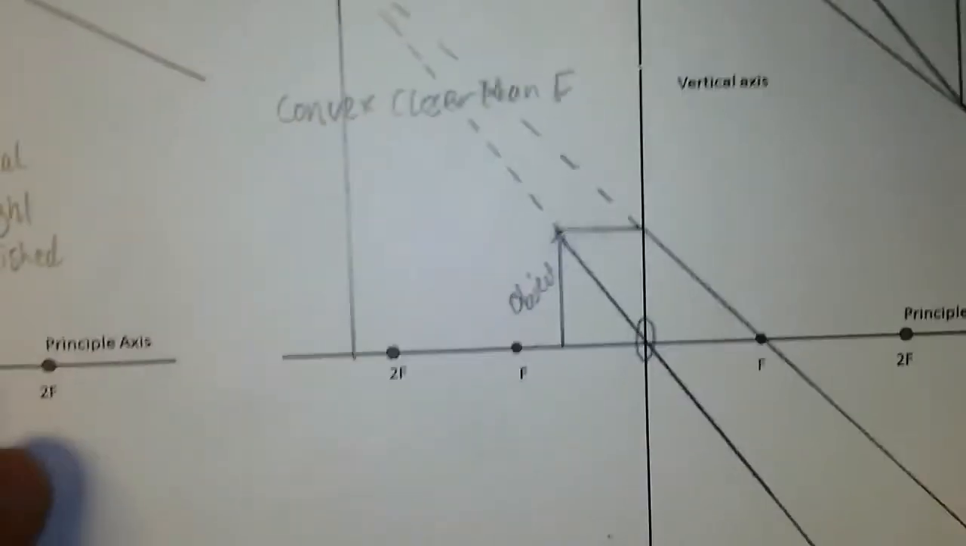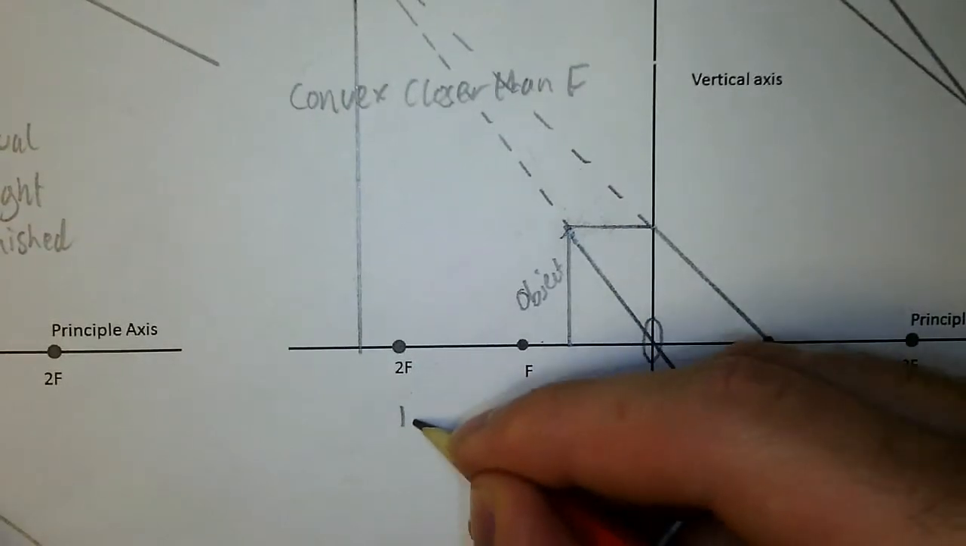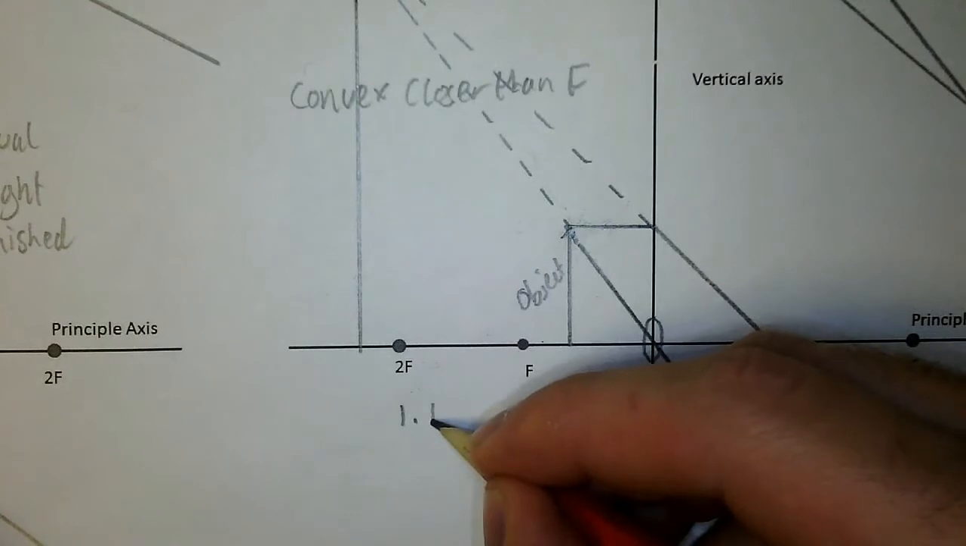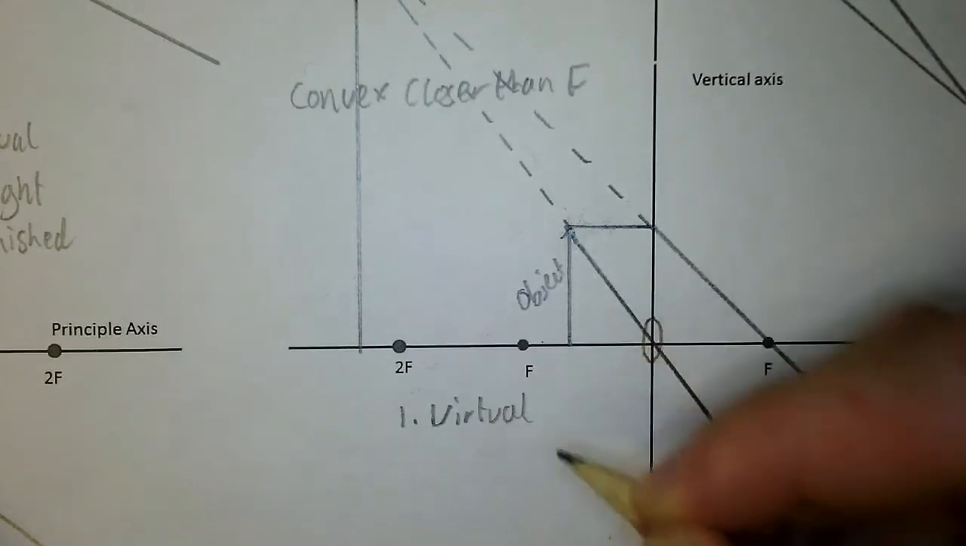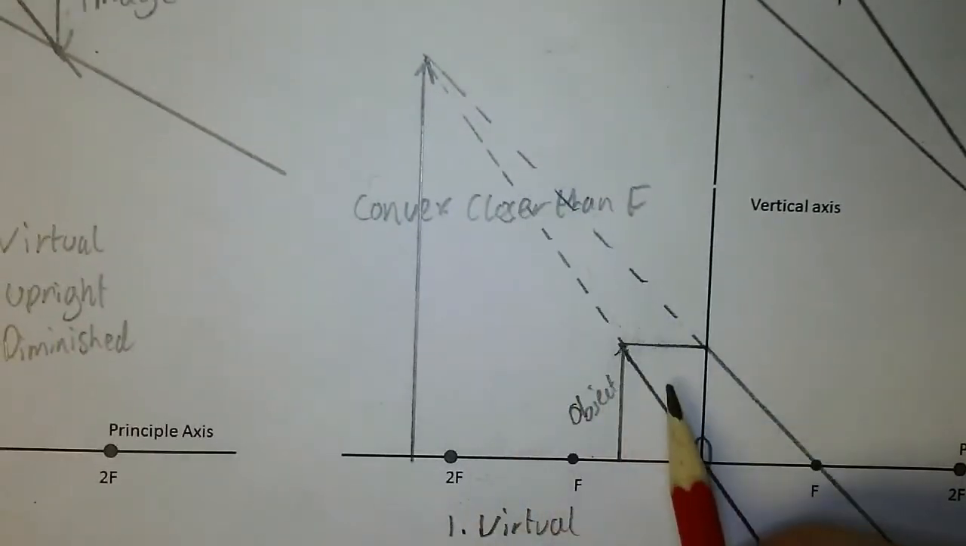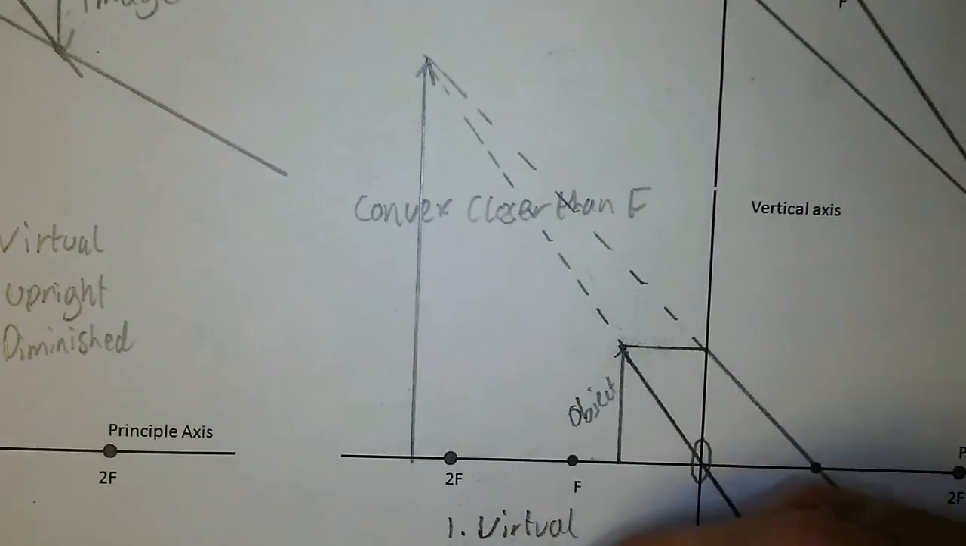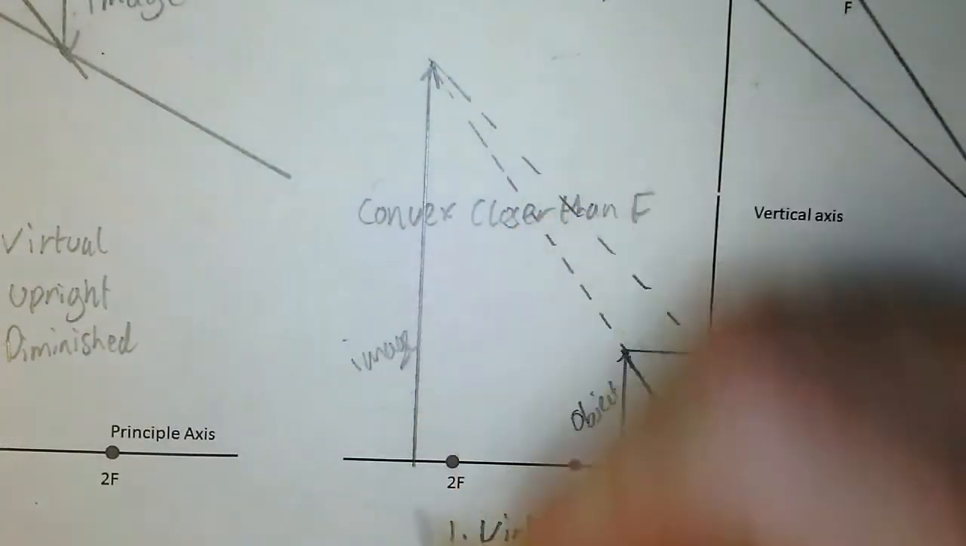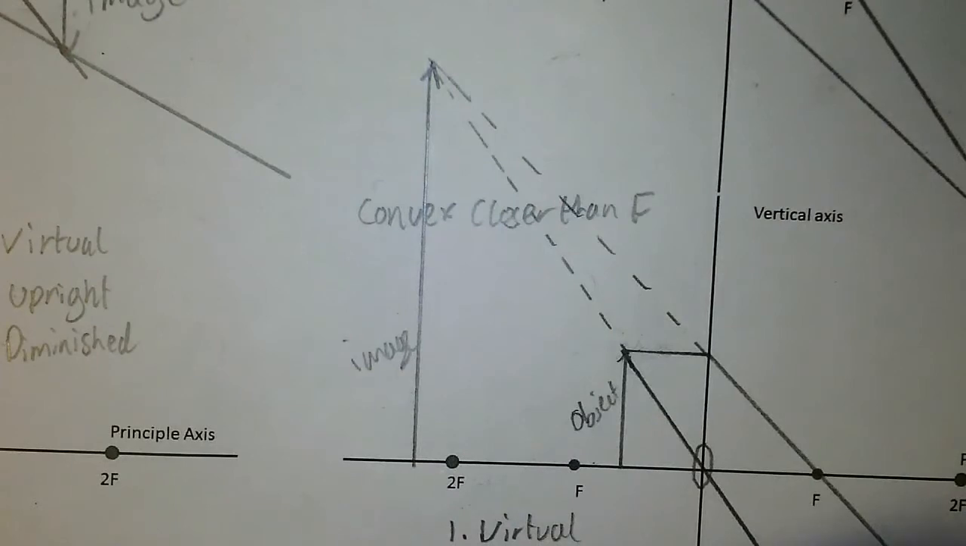So this time, again, looking at our images, we've got one. It is a real image this time. Oh, so it's not, it's virtual. Sorry. Because it's produced on the same side as the object, it can't be produced on a screen, so it's virtual. Number 2, it is upright. And number 3, it's clearly a lot bigger than the object. So it is going to be magnified.